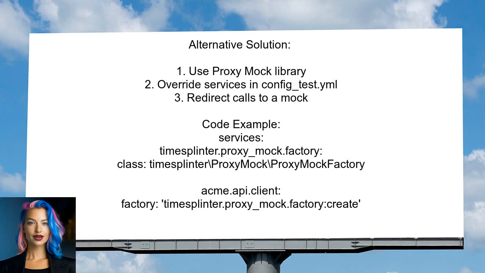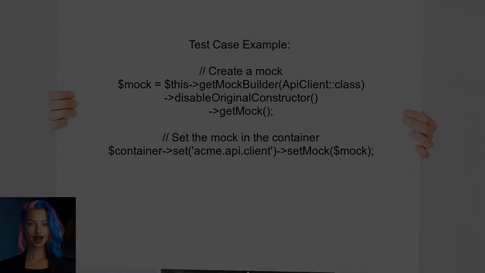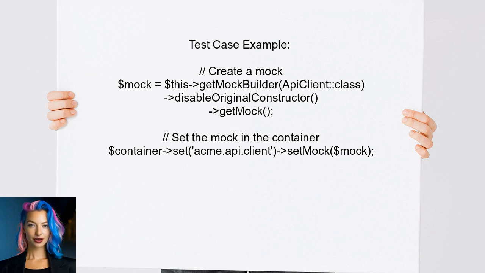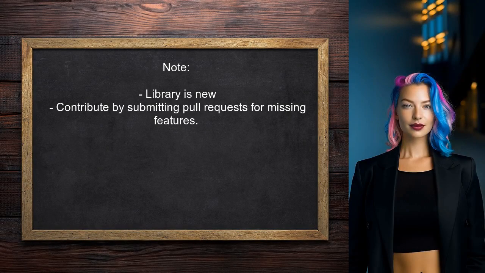An alternative approach shared by another user involves using a library called ProxyMock. This library allows you to override services in Symfony's dependency injection container by creating a proxy that redirects calls to a mock service. In your test case, you can create a mock of the API client and set it in the container using the setMock method. This allows your tests to run against the provided mock. The user notes that the library is new, and if you encounter missing features, you can contribute by submitting a pull request.